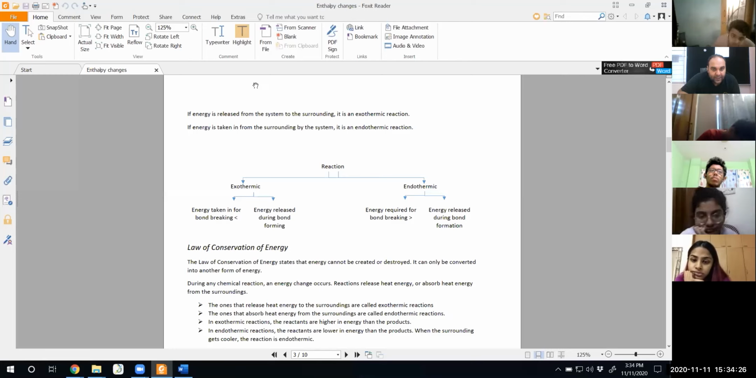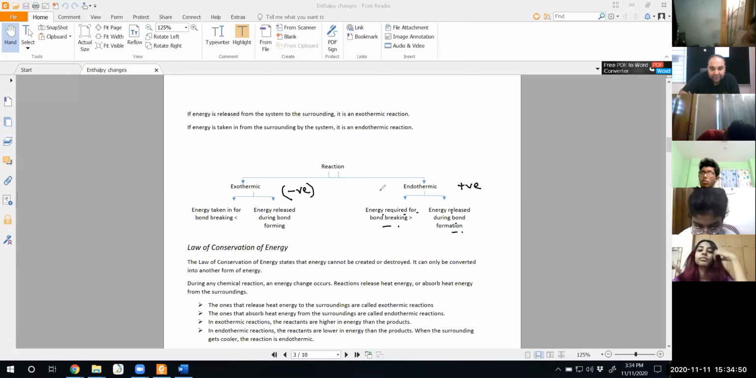So the enthalpy change of an exothermic reaction will always be negative. Why is it negative? Because energy is lost from the system to the surrounding. Endothermic is always positive. Why? Because the energy required for bond breaking is more than the energy released during bond formation.